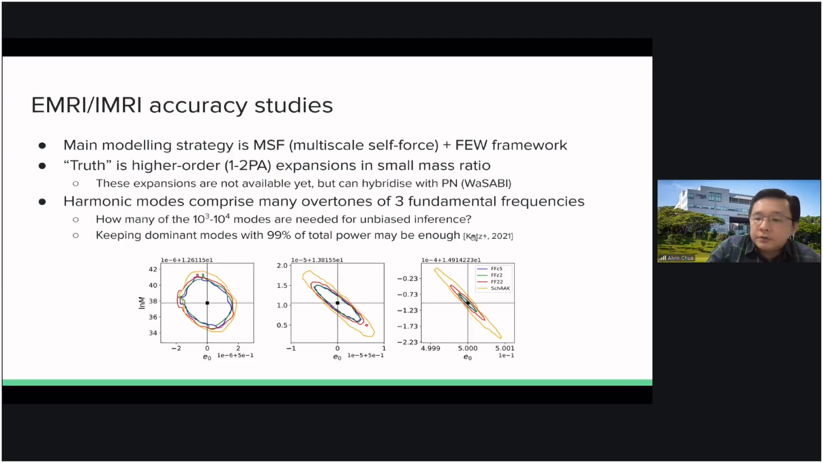Okay, so this paper by Michael Katz and myself and others indicates that maybe you just need to keep the dominant modes with 99% of the total power, and that may be enough to actually avoid bias.